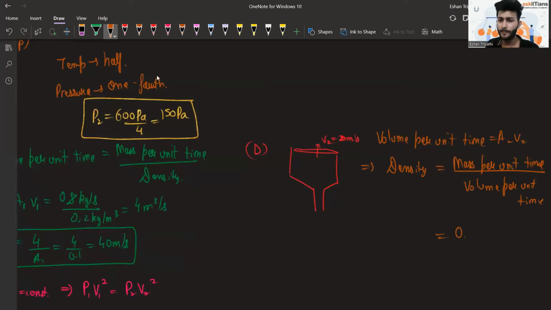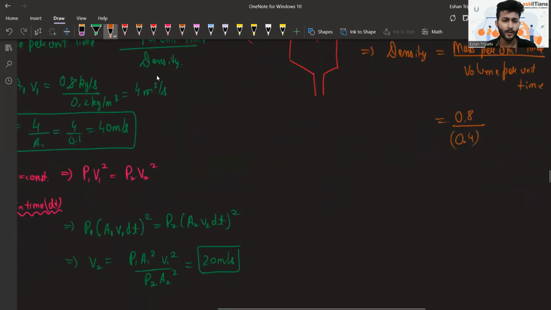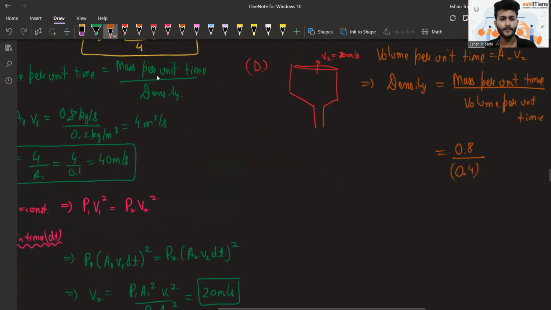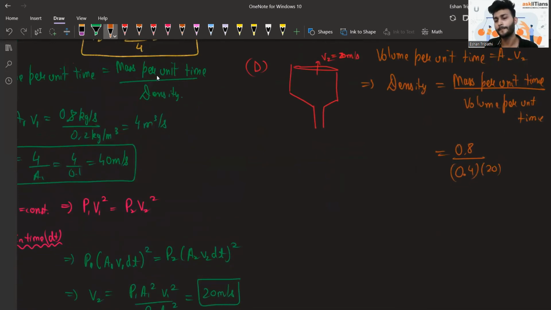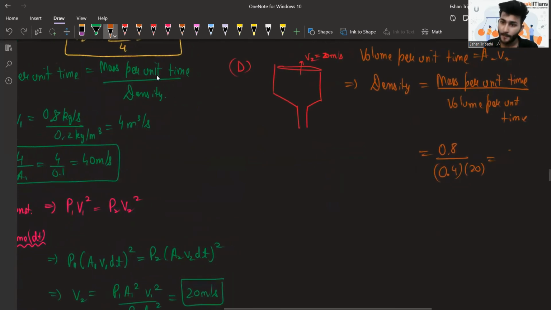So this comes out to be 0.8 divided by A2 V2. A2 is, I think, 0.4, and V2 we have found out is 20. So this comes out to be 0.1 kg per meter cube.